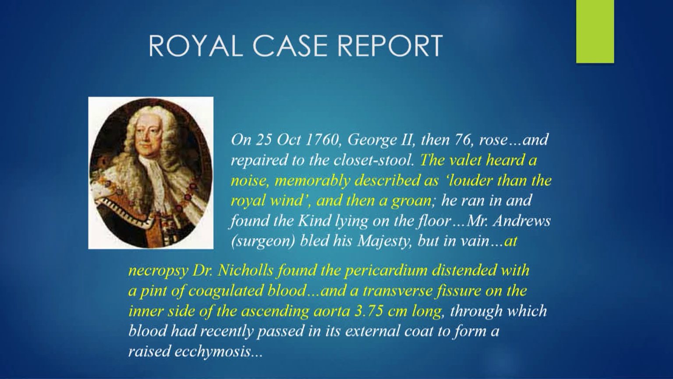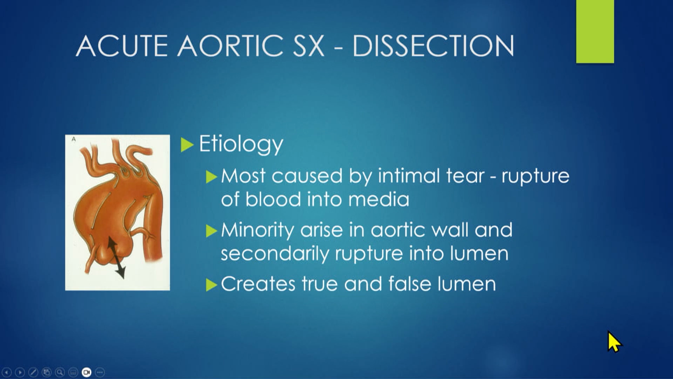This is actually, I like this because this is the original description of an aortic dissection. I like the, memorably described as louder than the royal wind, which I think is rather descriptive. George II, by the way, was the King of England before our favorite George III, those of you who are from the United States. But this goes back. So this has been recognized for more than 250 years at this point. They found a transverse fissure. There's your intimal flap. And that's what we find today.